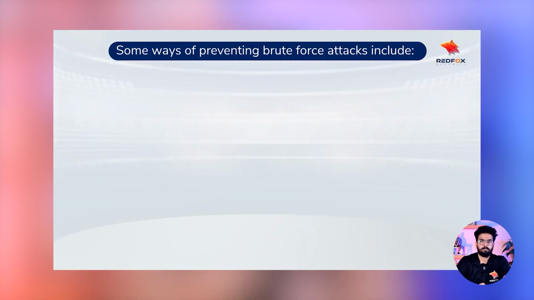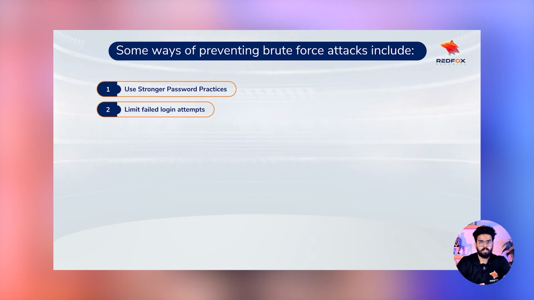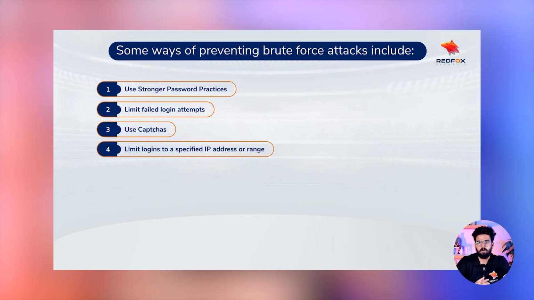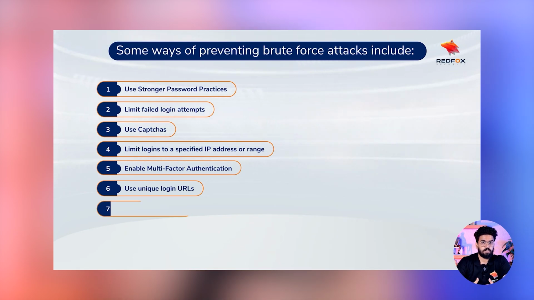Brute force attack prevention. Some ways of preventing brute force attacks include: use stronger password techniques, limit failed login attempts, use captchas, limit logins to a specified IP address or a range. Then you can enable multi-factor authentication, a very common one. Use unique login URLs, monitor server logs.